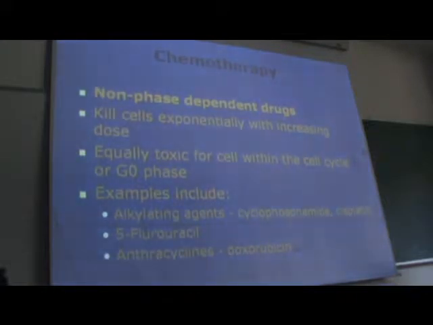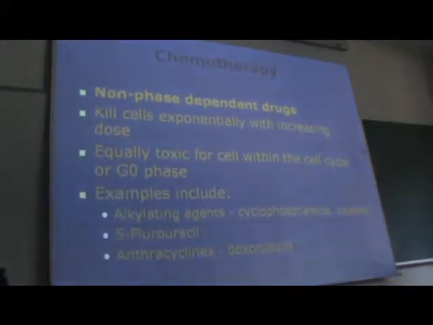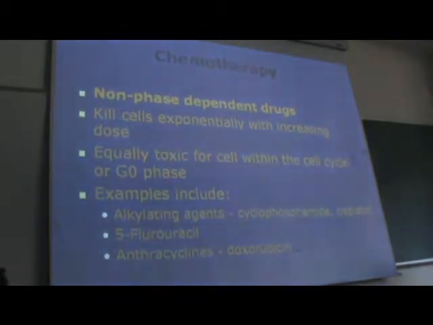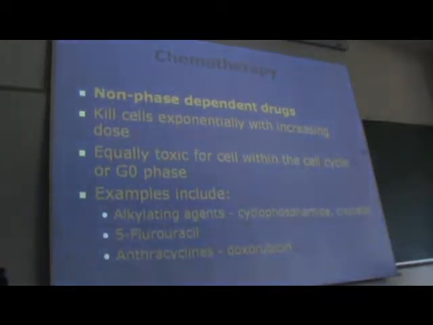Now, the chemotherapeutic agents are divided according to their action in the cell cycle. They have two major groups: non-phase dependent drugs, so they don't depend on the phase. They work on different phases while the cells are in the cycle, and those usually kill the tumor cells exponentially with increasing dose, so that when we increase the dose, there is an increase in the number of cells killed. But usually this will be associated with toxicity.